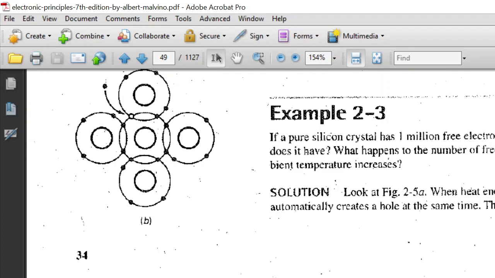What happens to the number of free electrons and holes if the ambient temperature increases? So this is a conceptual question. Obviously you will understand, since the ambient temperature increases, more free electrons and holes will occur in the crystal, because more electrons will get freed from the valence shell.